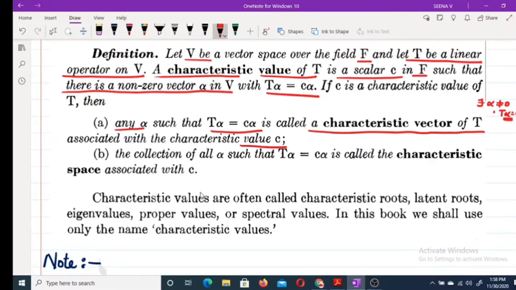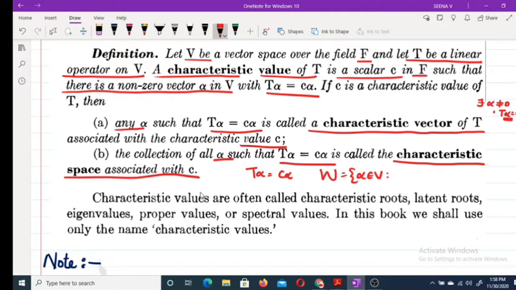Now next, the collection of all alpha such that T alpha equal to C alpha is called the characteristic space associated with the characteristic value C. We have T alpha equal to C alpha. Now let W be the set of all alpha belonging to V such that T alpha equal to C alpha. Then this set W is called the characteristic space associated with the characteristic value C.